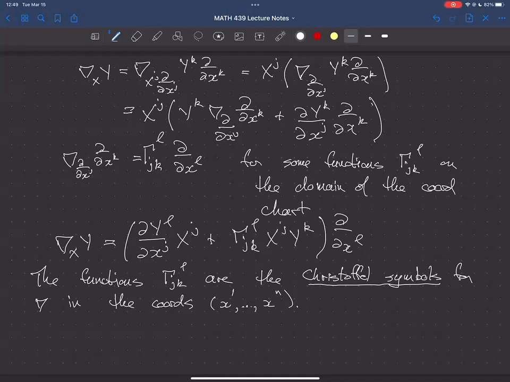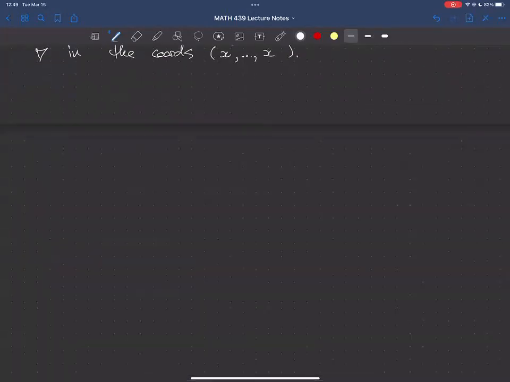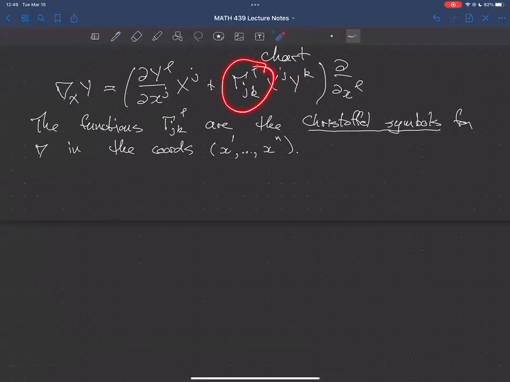Christoffel symbols have their own transformation rule, and it's messy. I might be able to remember it, but I don't want to, because it doesn't matter for the purposes of this course. But I do want to mention that there is such a thing, and that these gammas can't just be arbitrarily specified. They have to satisfy a transformation rule, just in the same way that vector fields and covector fields, etc., have to satisfy transformation rules. Okay, so I'll just summarize that as follows.